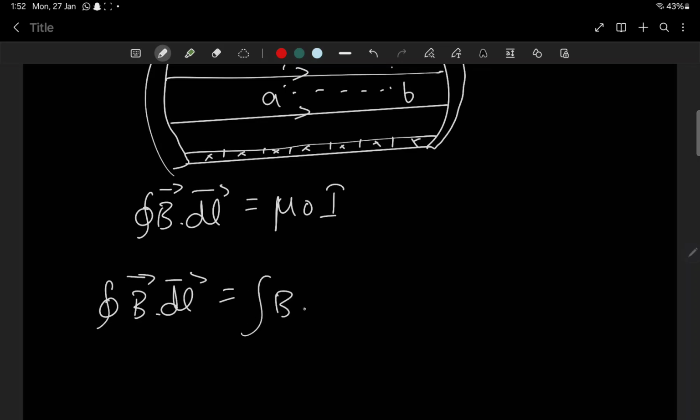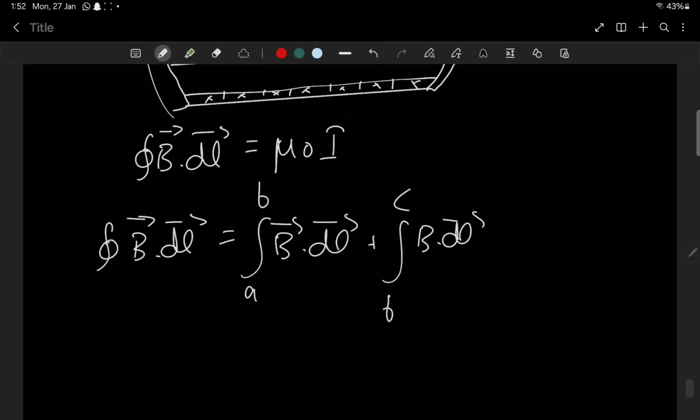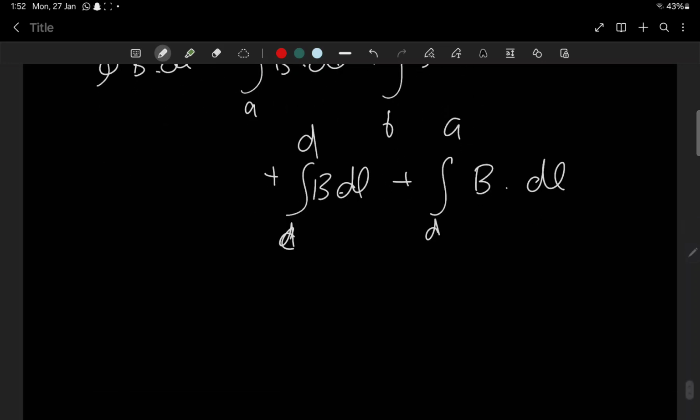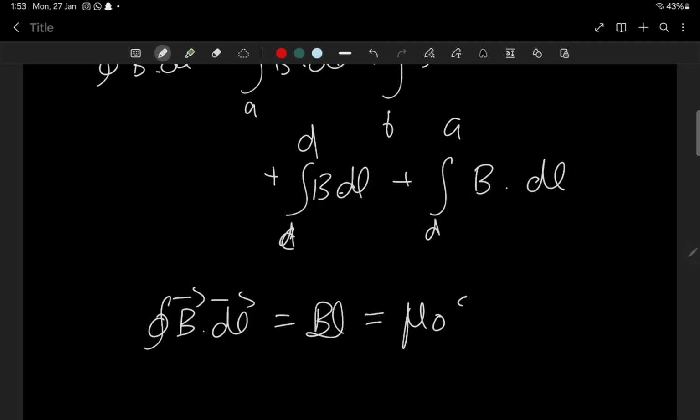equals integral B dot dl from A to B, plus integral B dot dl from B to C, plus integral B dot dl from C to D, plus integral B dot dl from D to A. Some of them cancel, and at last we get only one thing, that is BL. Just BL. That's equal to mu 0 I N into L.